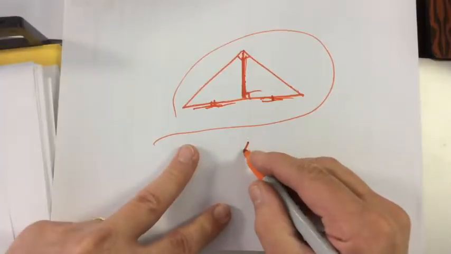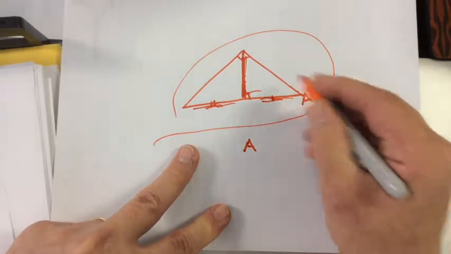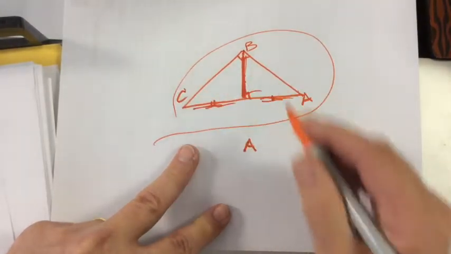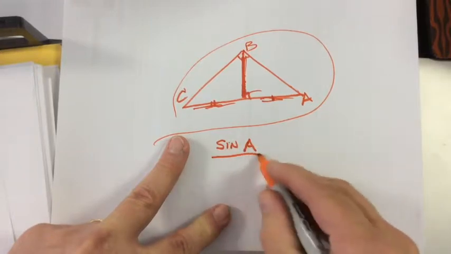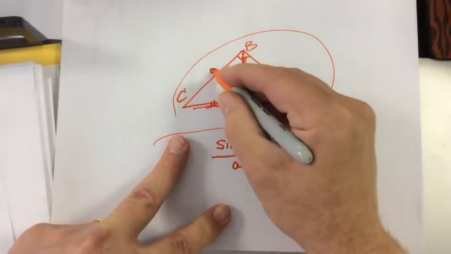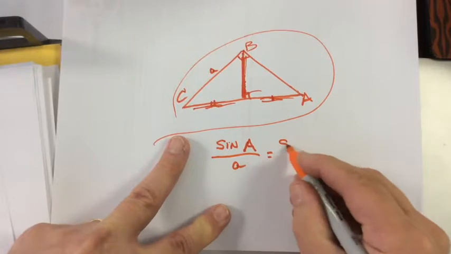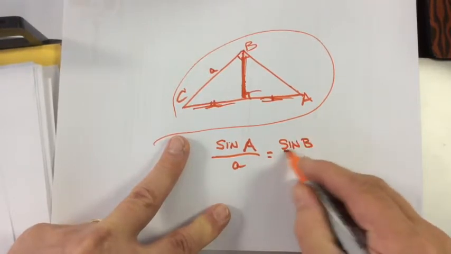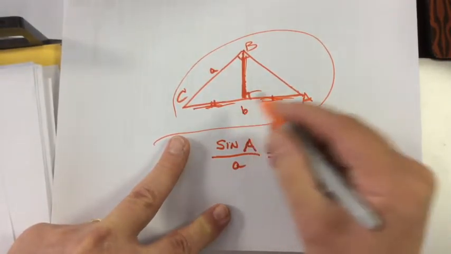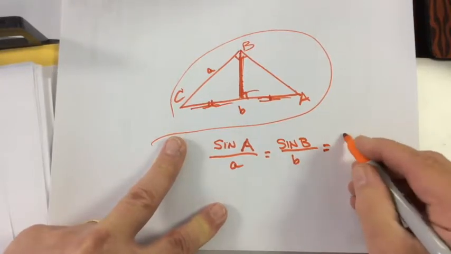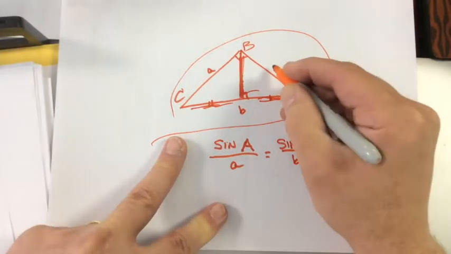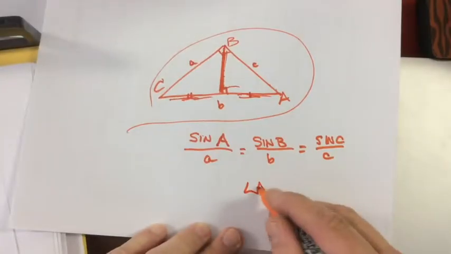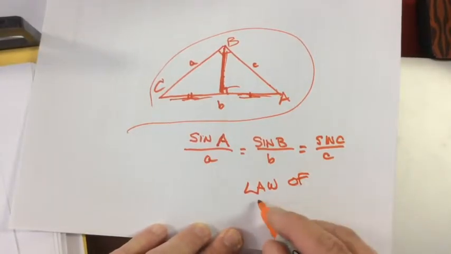The other thing is, no matter what kind of triangle you have, the sine of a divided by the side across from it is equal to the sine of b divided by the side across from it. And that's equal to the sine of c divided by the side across from it. And that is called the law of sines.